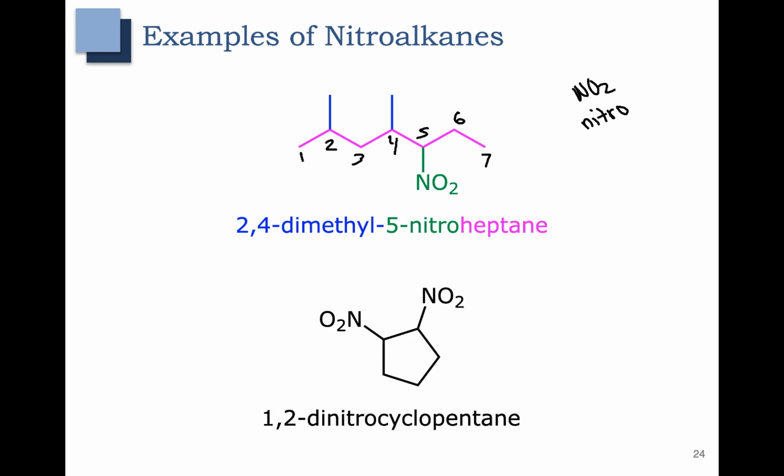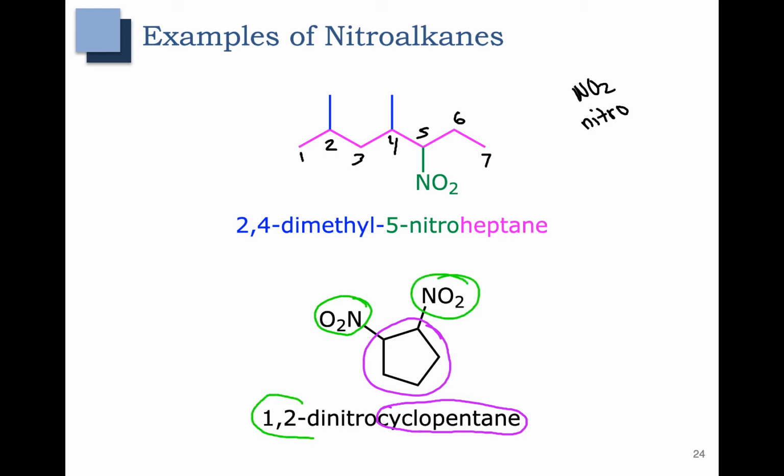In this example here, our parent chain is the cyclopentane, and we have 2 nitro groups, 1, 2, so that gives us a 1,2-dinitro. Again, we're numbering on the ring to give lowest possible numbers.